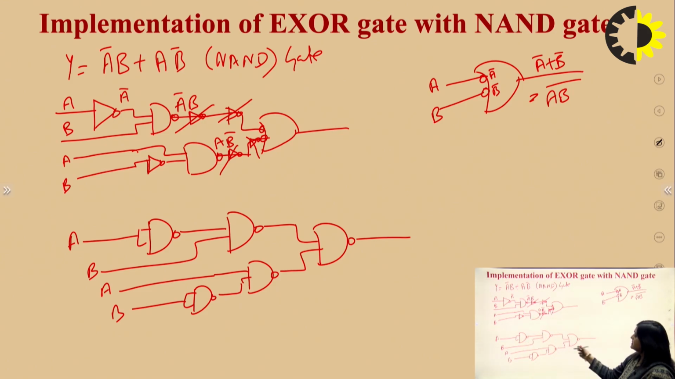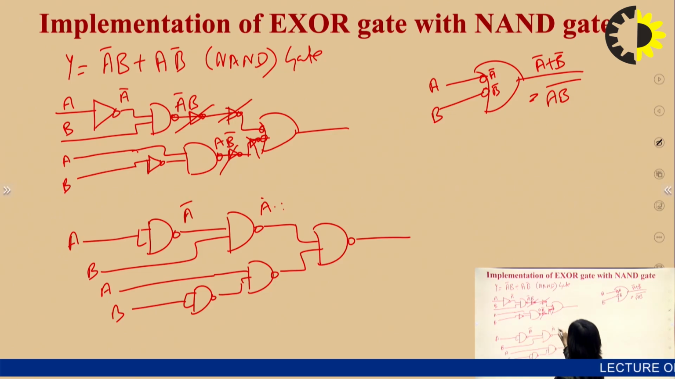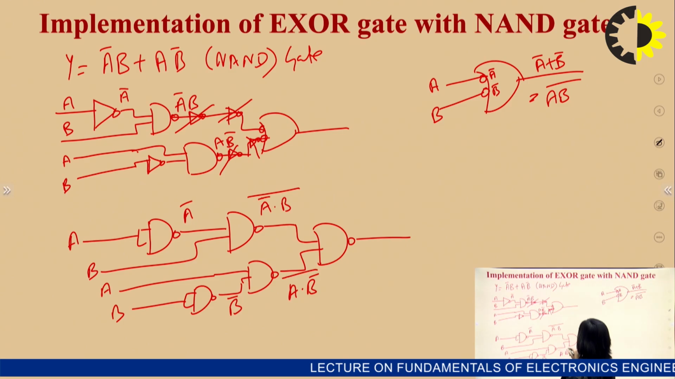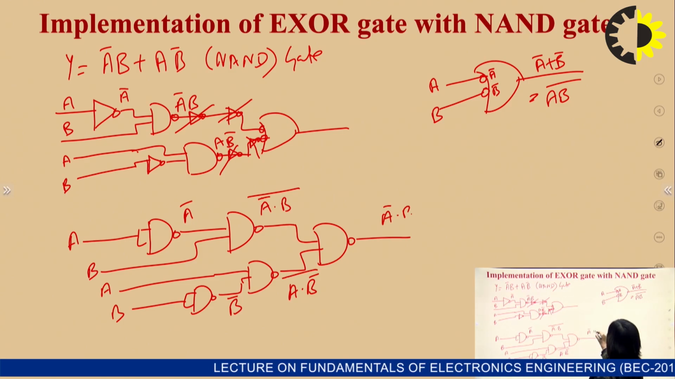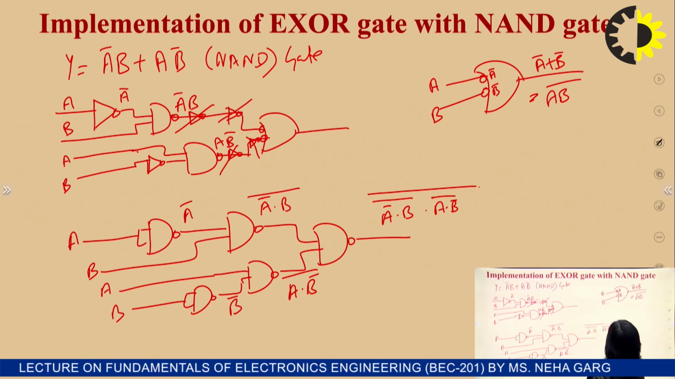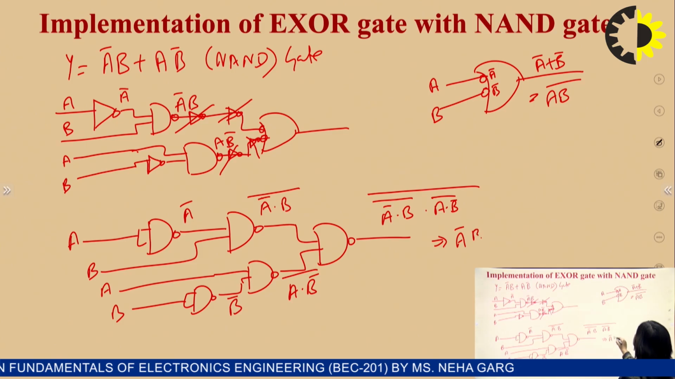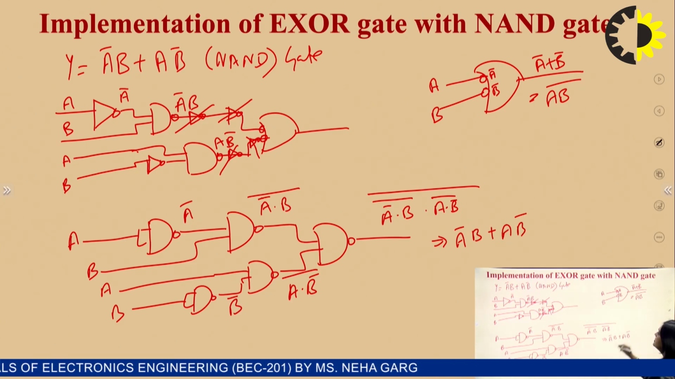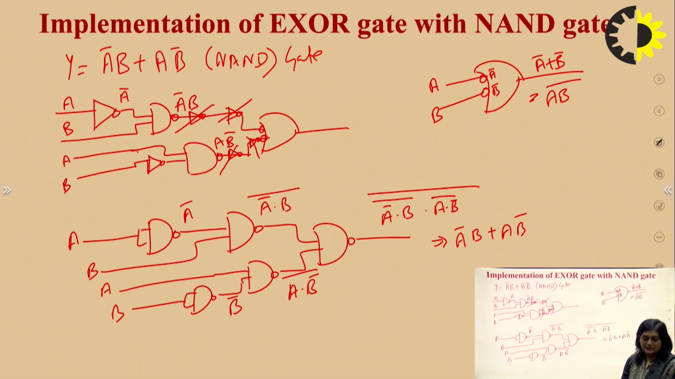So we have designed the output of this. Here it will be A bar, here it will be A bar into B, total bar. This is the B bar, and this will be A dot B bar, and this will be A bar dot B bar, A dot B bar, total, and this will be equal to A bar B plus AB bar. So this is how we have designed the XOR gate by using NAND gate only and with the help of the bubble method.